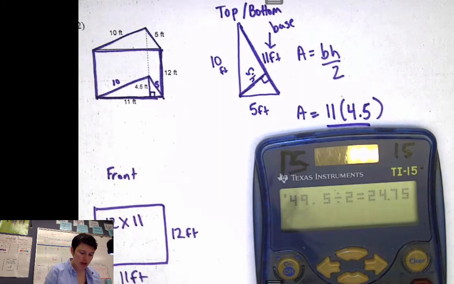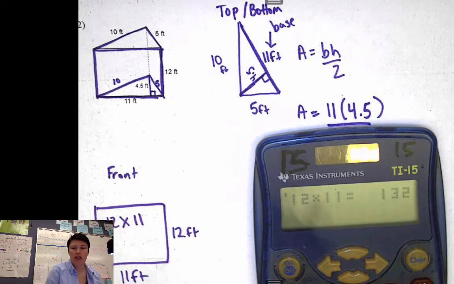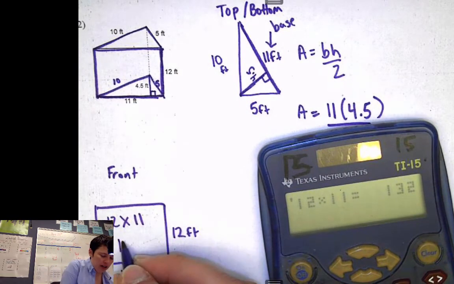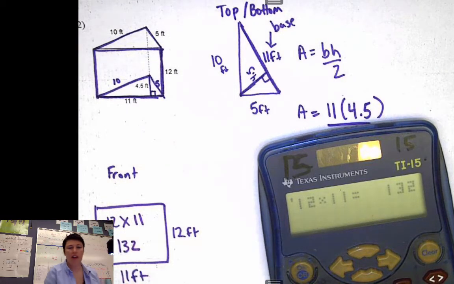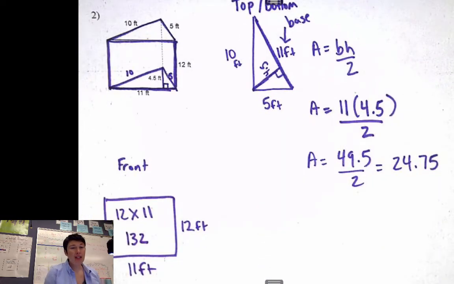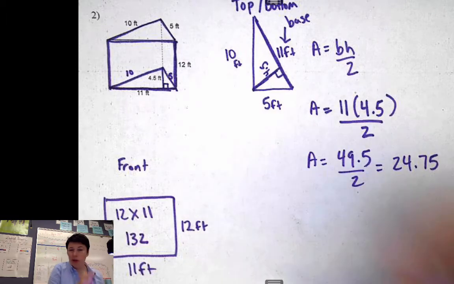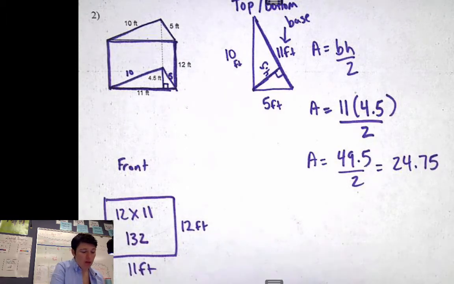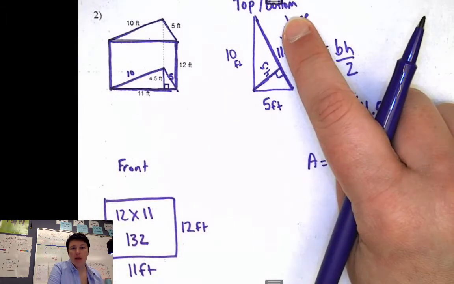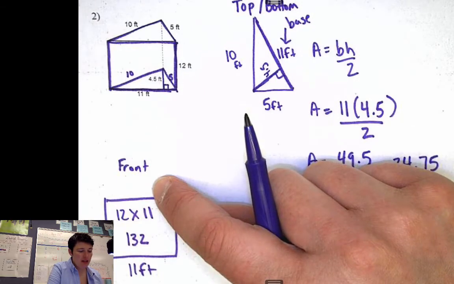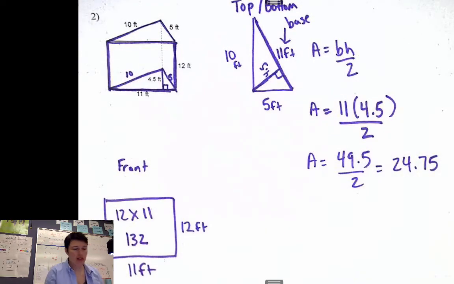So real quickly here, 12 times 11 is 132. So we have 132 square feet of area. But that's the only side that looks like that. That's the only face that looks like that. So there's only one of those. The top and the bottom, we have two of these, but we only have one of these. Let's look at the next face on this object.